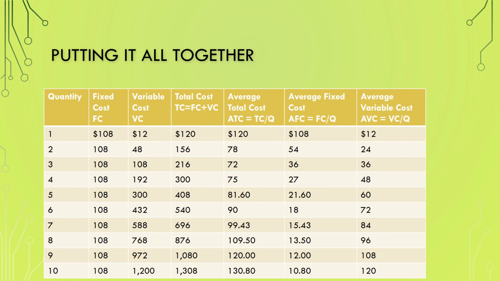Average fixed cost, we can see, simply decreases the entire time as we divide our 108 by a larger and larger number. Average variable costs rise. In this example, they rise the entire time. But like I said, in a lot of examples you could see where they would initially fall and then rise consistently.